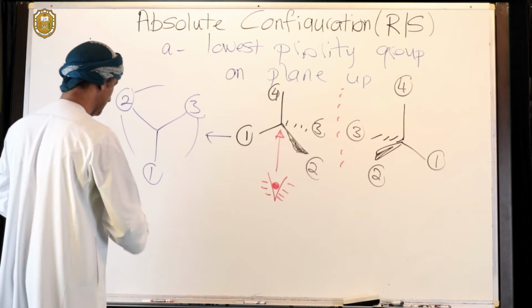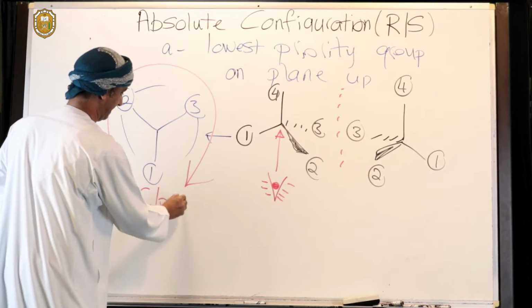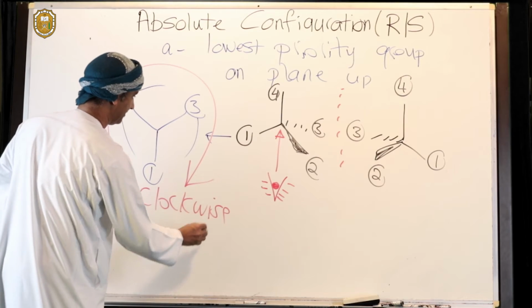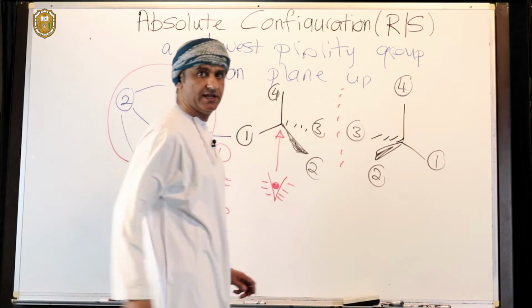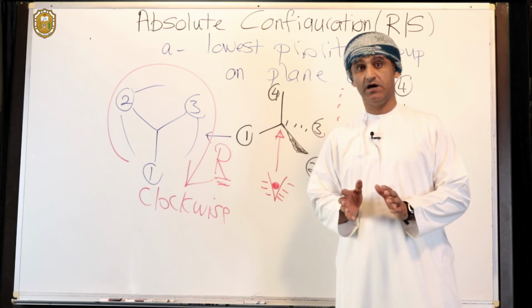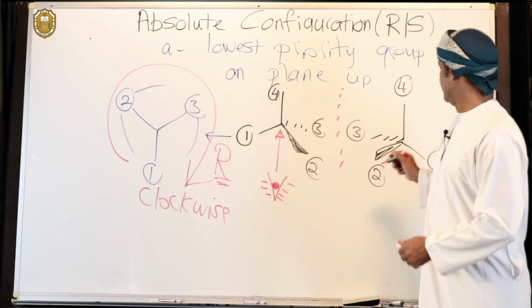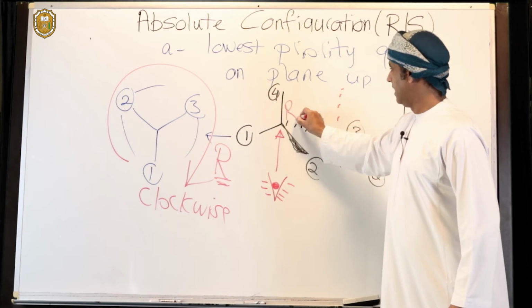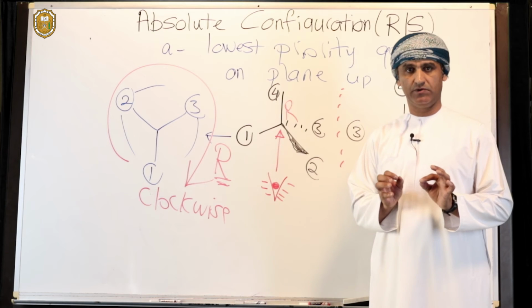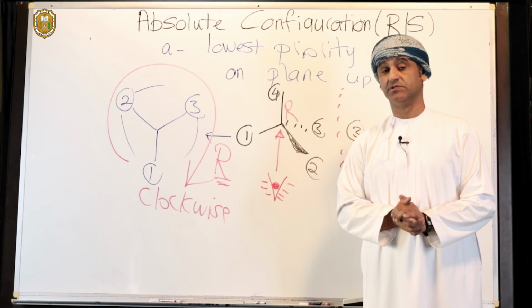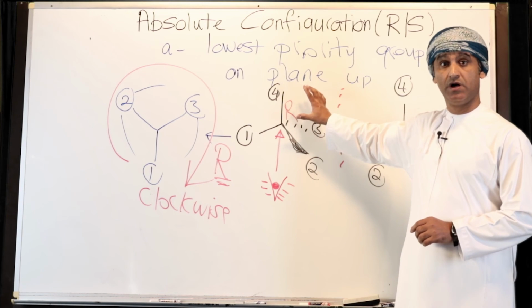Now we have 1, 2, 3. If it is 1, 2, 3, this is clockwise rotation, and therefore it is R. It is R because the rotation that we obtain now is clockwise, and it should be R because the absolute configuration of the previous one, as we determined before, is S, and this is of course now R. They should be opposite in absolute configuration. So this is actually logical. That should be the only difference between enantiomers, the absolute configuration. So this is the way to go if we have the lowest priority group on the plane up.